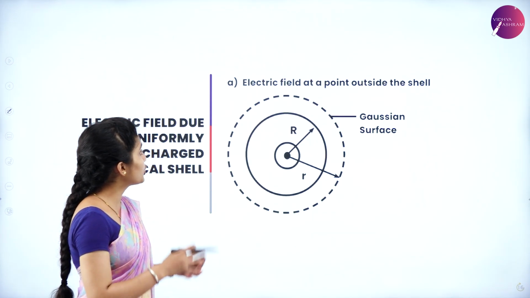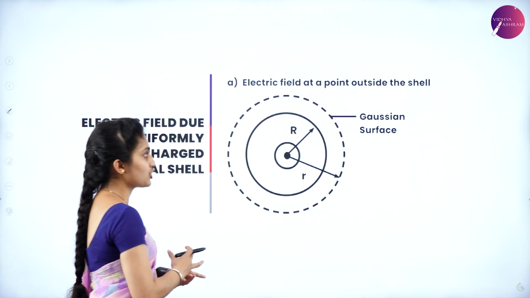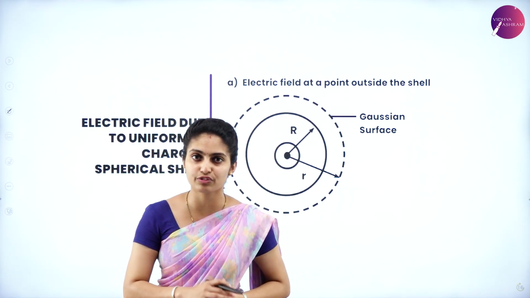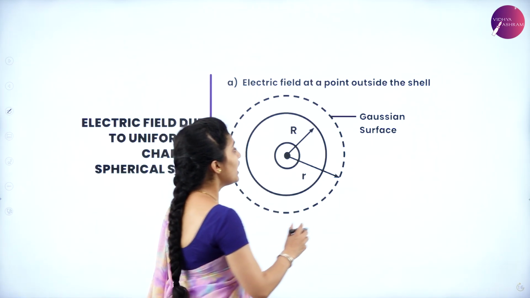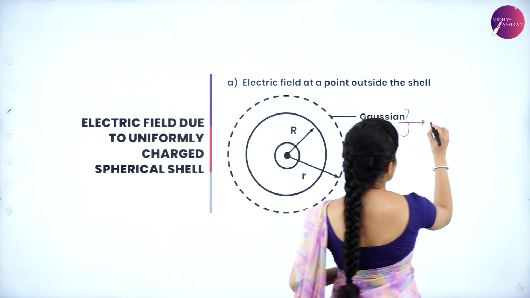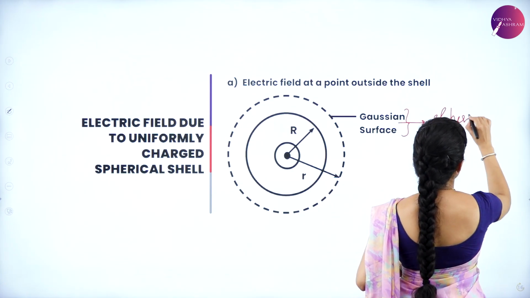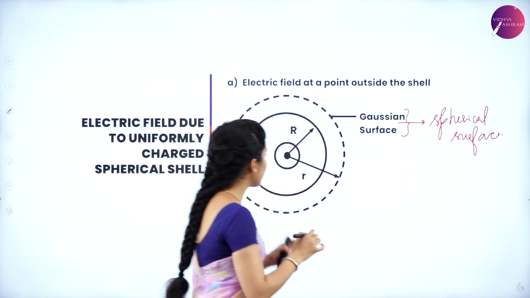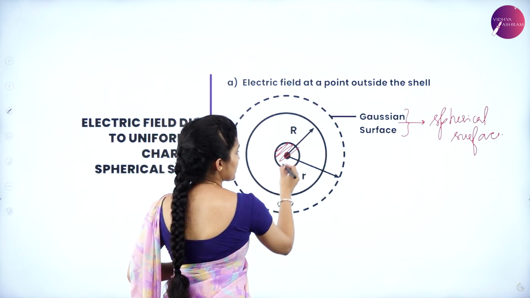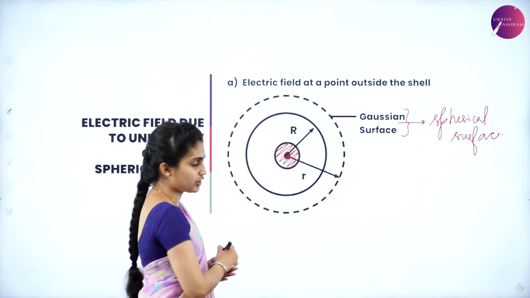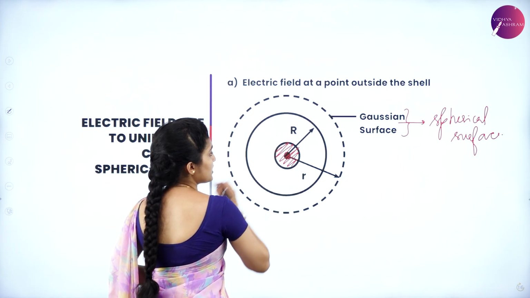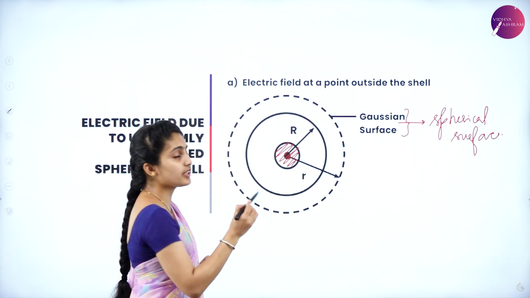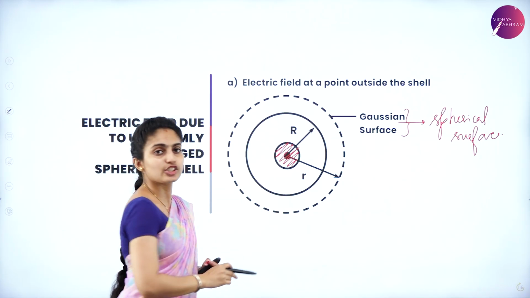So next, going on to electric field at a point outside the shell. Whichever imaginary surface you're considering will be the Gaussian surface, and here the Gaussian surface you're considering will be a spherical surface. So here you have got a sphere. This is just to mention the center point. The shell has radius capital R, and the Gaussian surface is at a distance small r.